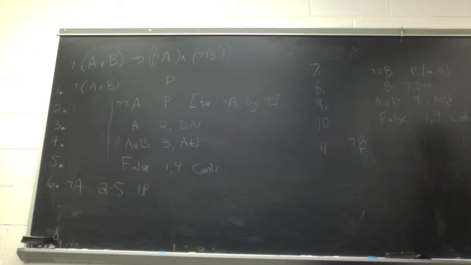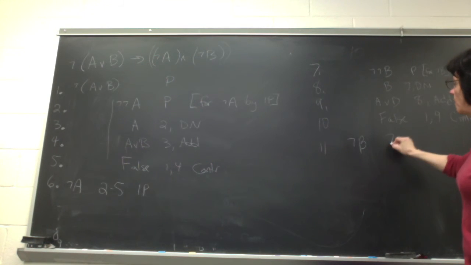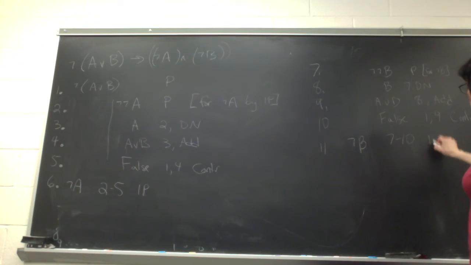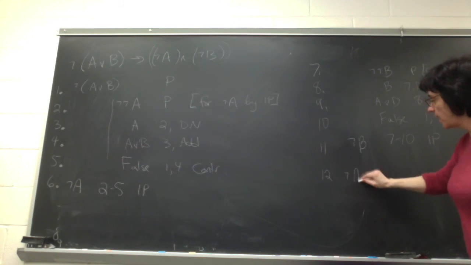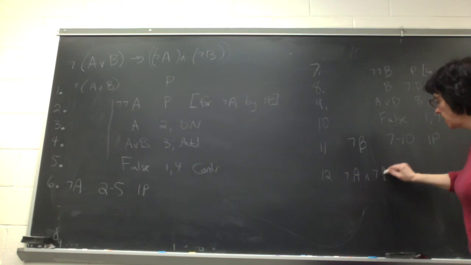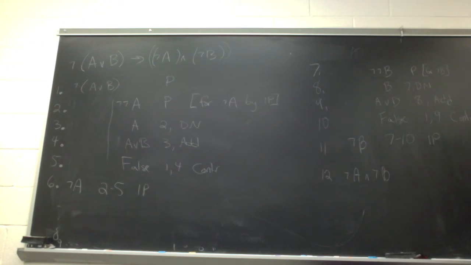Now this is the important thing. When I'm using IP, I gotta use the dash, right? I gotta say I can't use these lines anymore, right? So I can no longer use lines 7 through 10, but they did pretty well, right? So now I can say, well, I've got not A and not B. How did I get that? What lines? It's conjunction, right? And which lines? Yeah, we got 6 and 11.